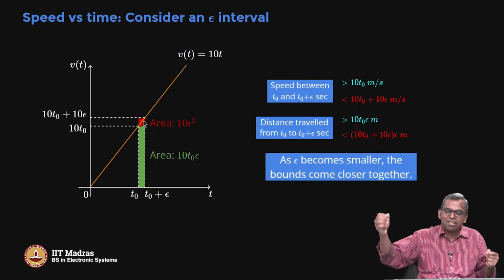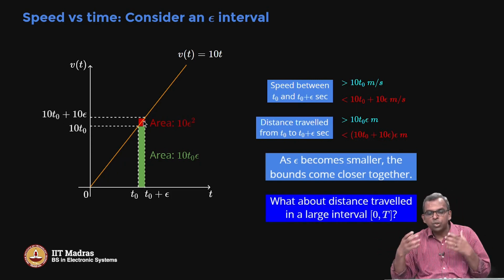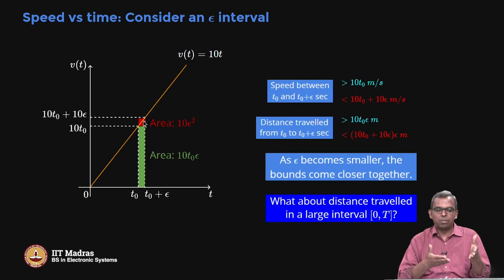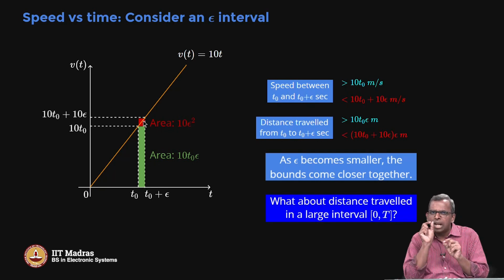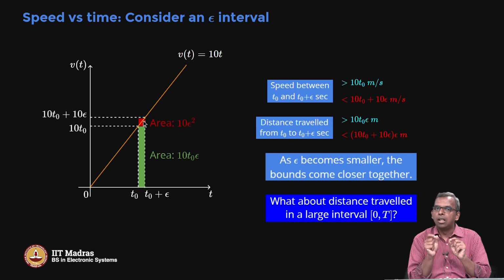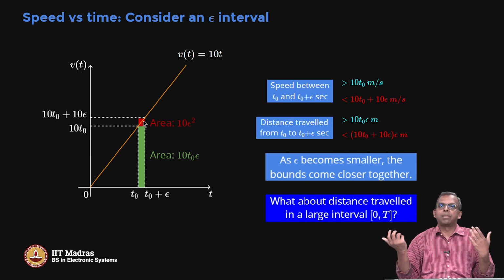I want distance travelled in a large time, right? So, how do you use this problem that we have solved? I know how to get good bounds on distance travelled for an epsilon interval, for a small interval. How do I use that bound to find the distance travelled in a larger interval from 0 to t? How do I do that is the question. So, here is where that notion of integration comes in.